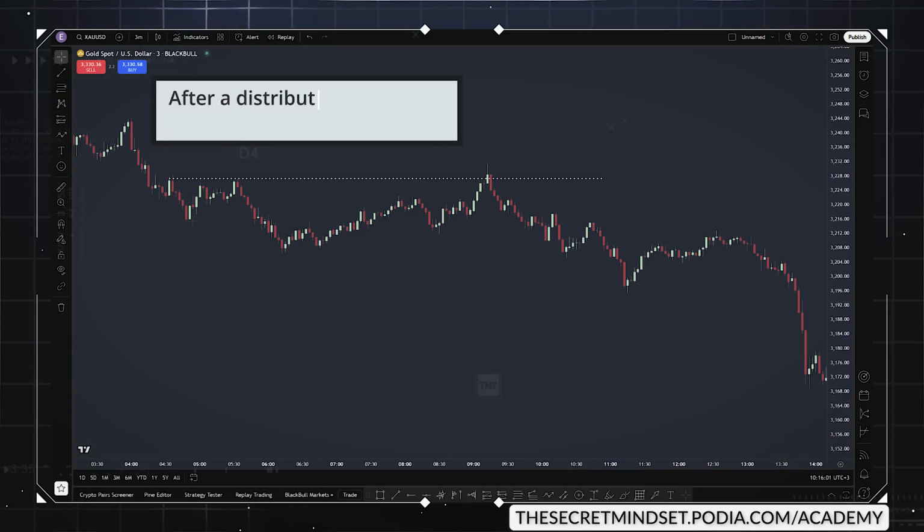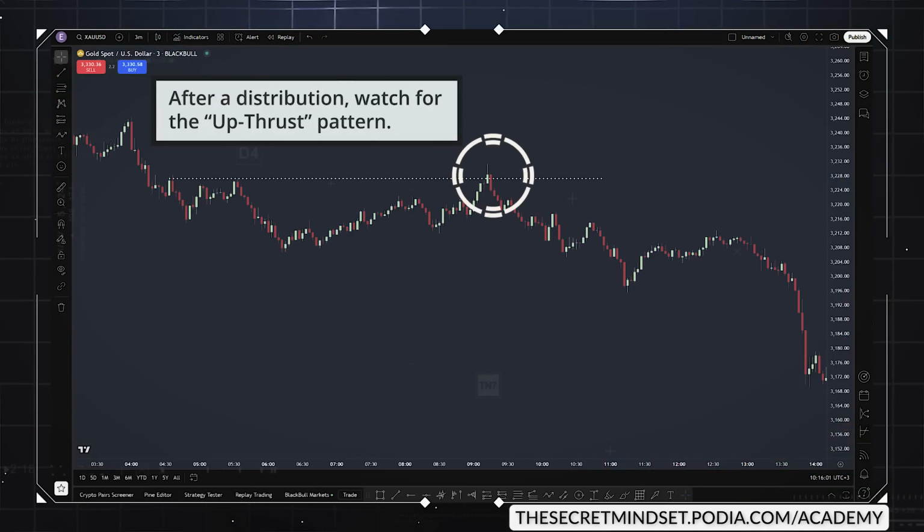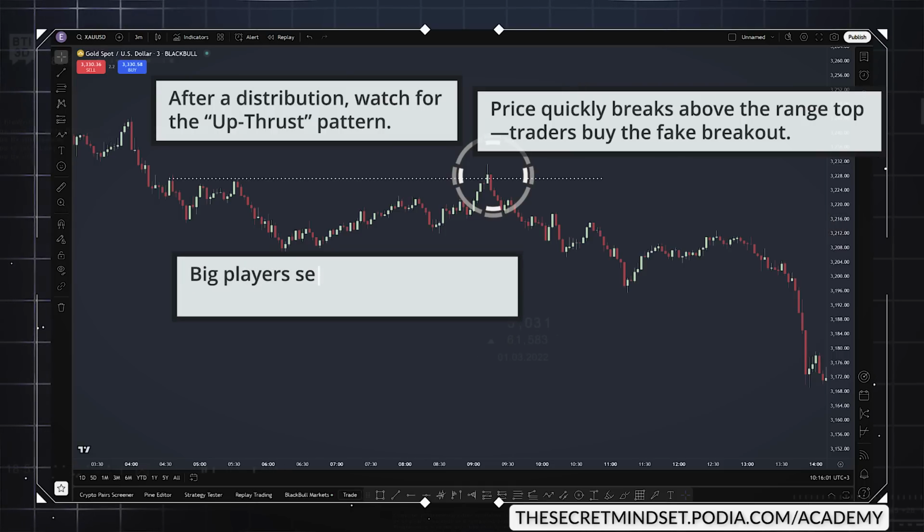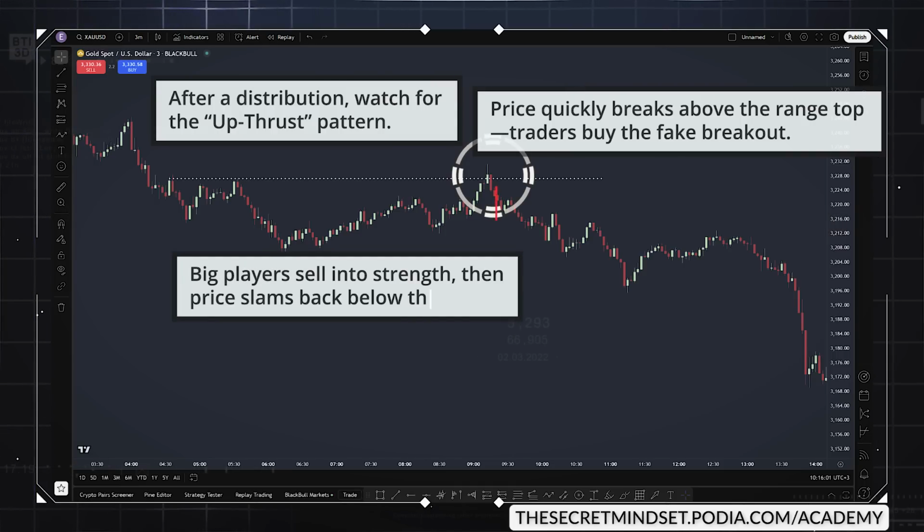On the flip side, after an uptrend and a period of distribution where big players sell to late buyers, you get the opposite pattern, the upthrust after distribution. The price sneaks above the top of the range, often in a sharp move. Traders think this is a breakout. They pile in, buying the new high, but then price slams back below the range top. That breakout was a fake.